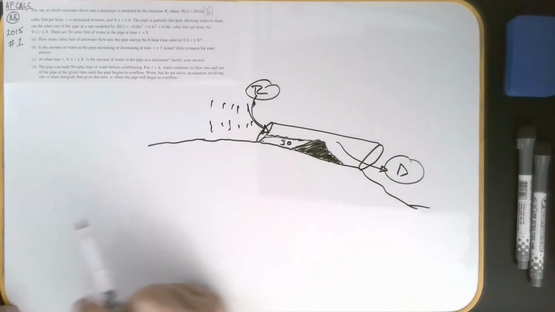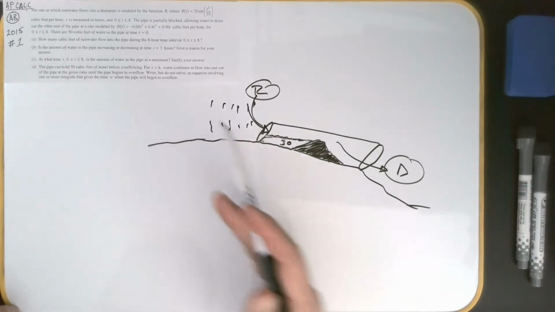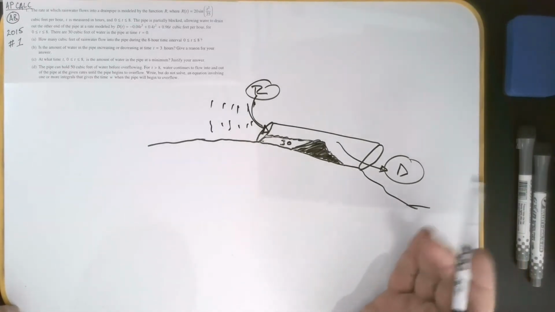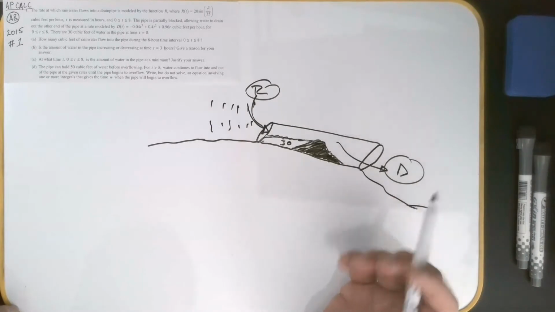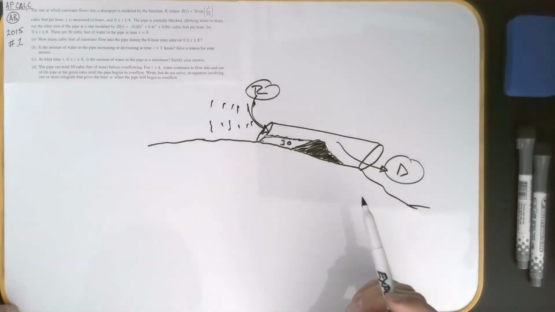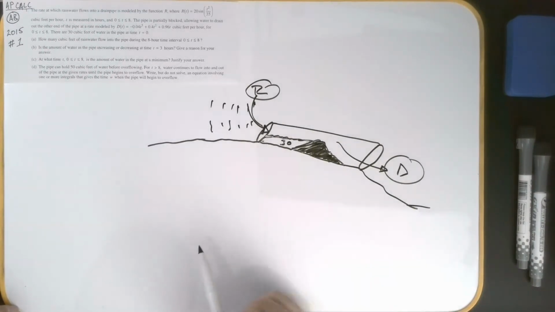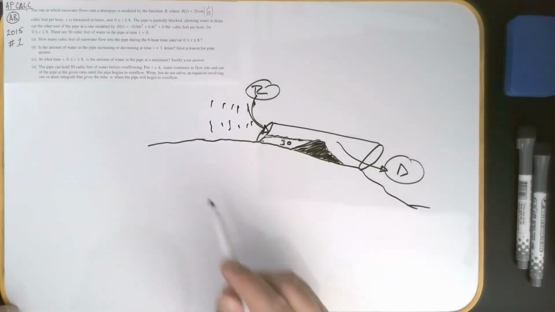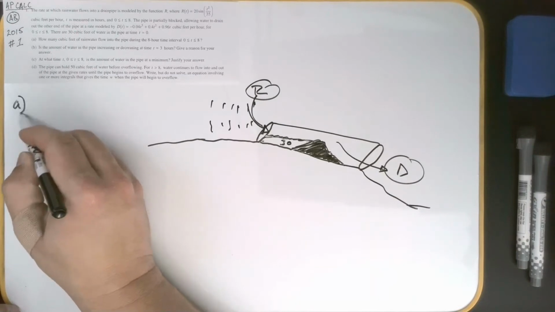And what we're going to have to do is figure out stuff like how much water flowed in the pipe, how much water flowed out the pipe, how much water is in the pipe at any given time, etc. And that's the nature of the question. So you can kind of think of this situation. This is what we're dealing with. And now we will see what we can figure out.